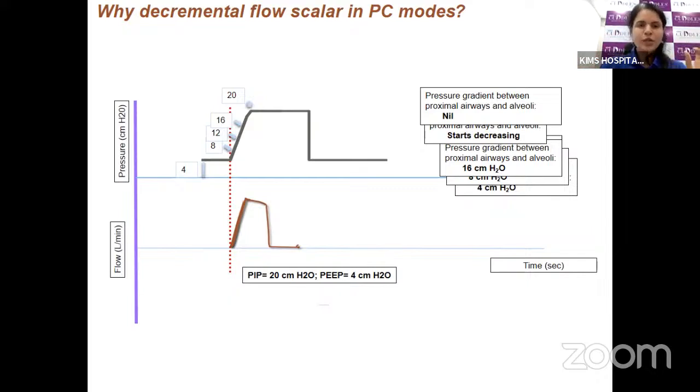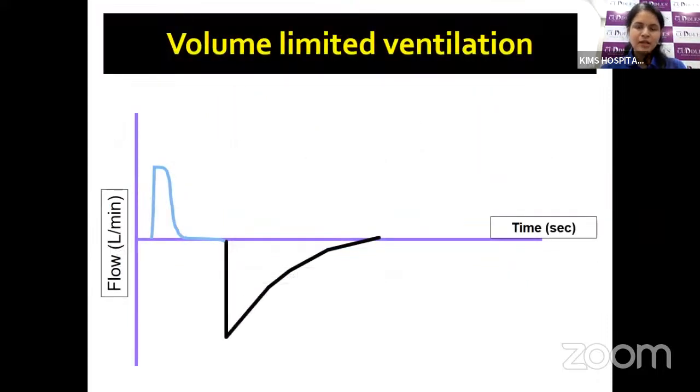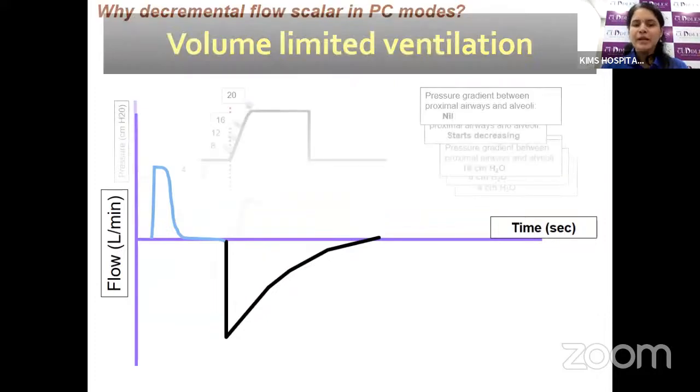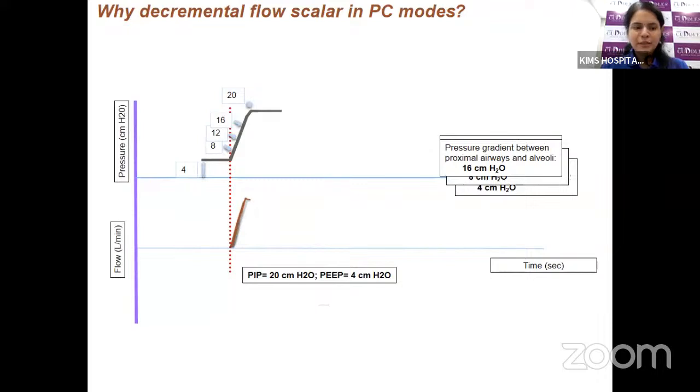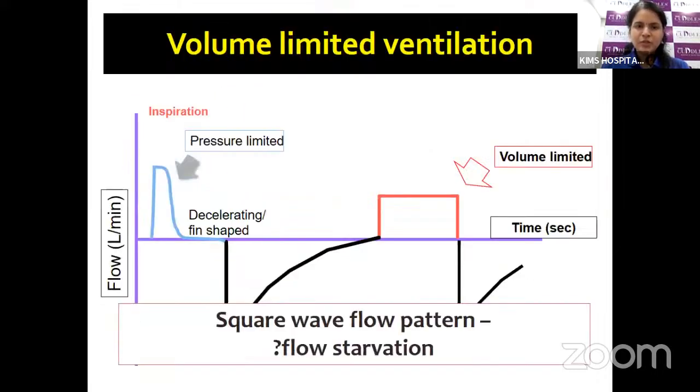Hence, there is a phase during the end of inspiration when the alveoli are completely recruited at the PIP. The alveolar pressure has reached the proximal airway pressure, which is PIP, and hence there is no flow and the patient's lung is sort of recruited at this maximal PIP. So this phenomenon is quite typical of a pressure controlled breath. I'll go back to the previous slide now. So this is quite typical of the pressure controlled breath.